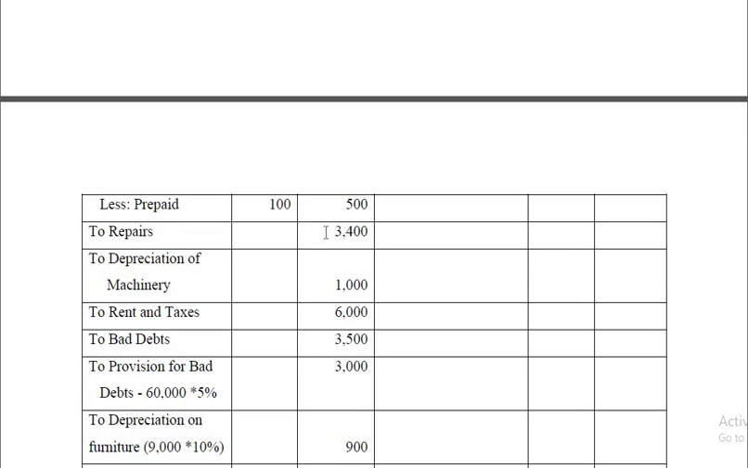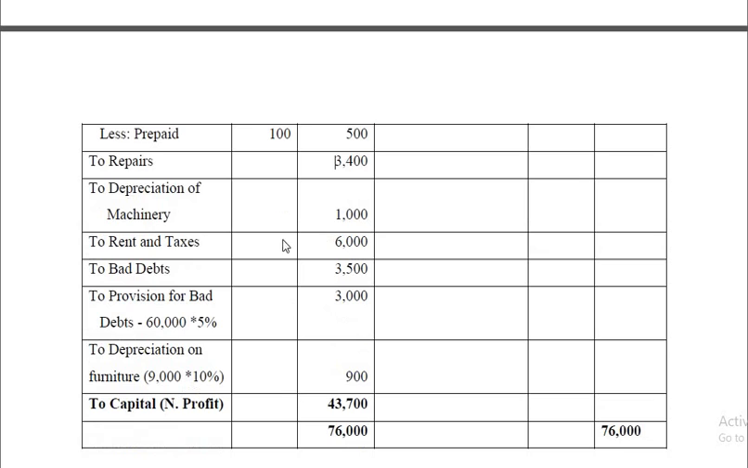And then repairs, it's an expense, so 3,400. Depreciation on machinery given in the trial balance, so it should be treated only once. It's a nominal account, it is debited to profit and loss account. Rent and taxes, nominal account, expense debited to profit and loss account. Bad debts given in the trial balance, therefore it is treated only once. That is, it is closed by transferring to profit and loss account.